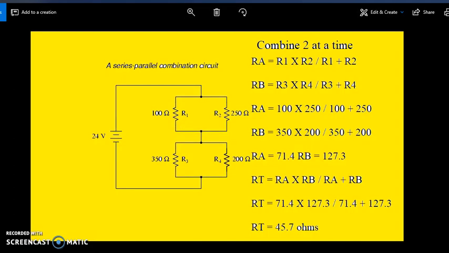Alright, now we're talking about series-parallel combination circuits. The easiest way that I figured out to do this, thanks to our book, is to split them up in twos. So I took resistor 1 and resistor 2, multiplied the values, and then divided by their sum to get 71.4. Then the same thing with resistor 3 and resistor 4, and I came up with 127.3. Then I took those values, did the same thing, multiplied them together, then divided by their sum to come up with a total of 45.7 ohms. Hope you guys found the same thing.